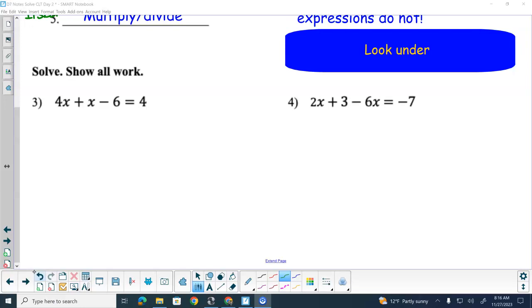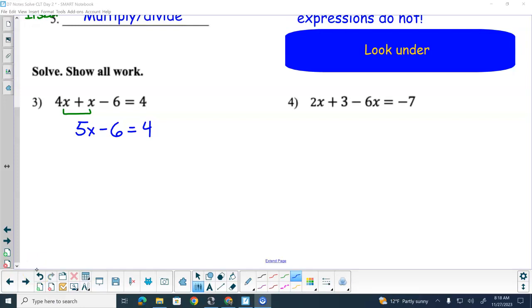Alright. These two right here, this 4x and this positive x, combined to be what? 5x. So we got 5x minus 6 equals 4. Any other like terms that we can combine? No? Riley, head up. Okay, so we're done with combining like terms. So we're done with step 3.